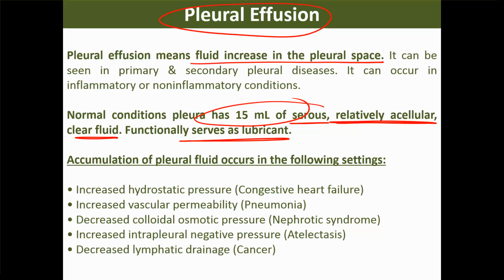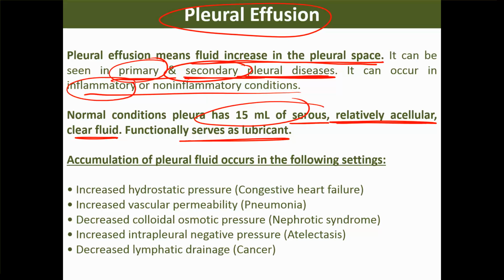Okay, so now this increase in pleural fluid in the pleural space may be due to primary pleural diseases or secondary pleural diseases. Secondary pleural diseases means other systemic diseases which affect the pleura, whereas primary disease is the disease happening in the pleura itself. Okay, so it may be due to inflammatory and non-inflammatory conditions.